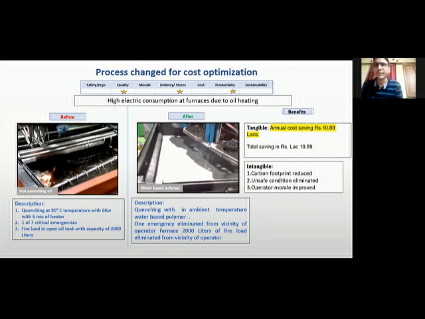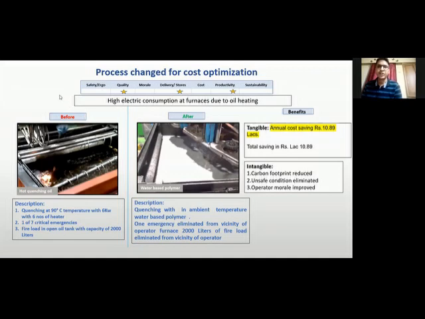This is one of the examples where we have changed quenching oil with the polymer. We have one type of open oil quenching furnace here. So we have decided to replace this quenching oil with the polymer, and I already told that it is an up concentration polymer. So we took the trial of this polymer with the component and set the proper concentration by increasing the polymer inside the water, and got the desired result of the component and replaced quenching oil with the polymer.